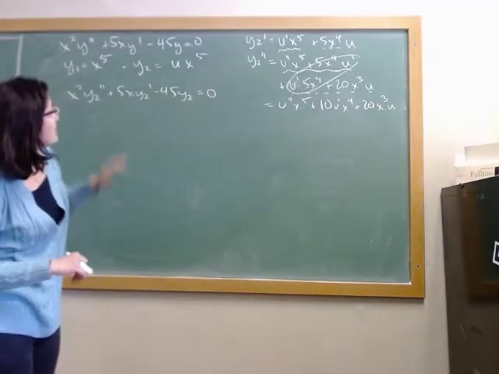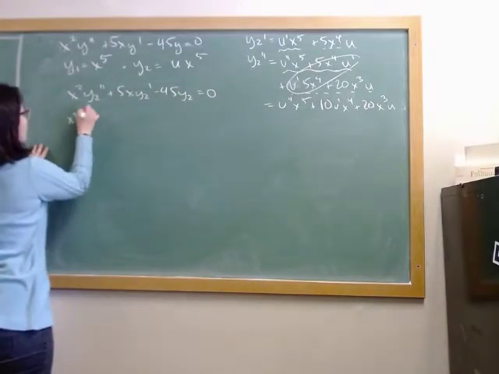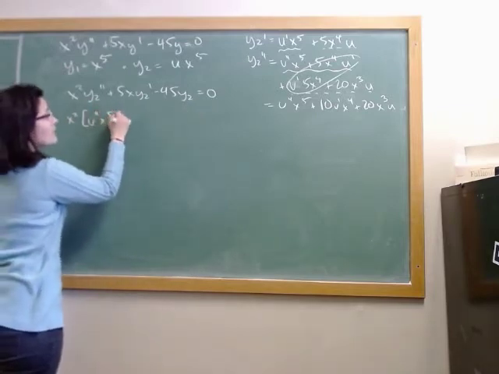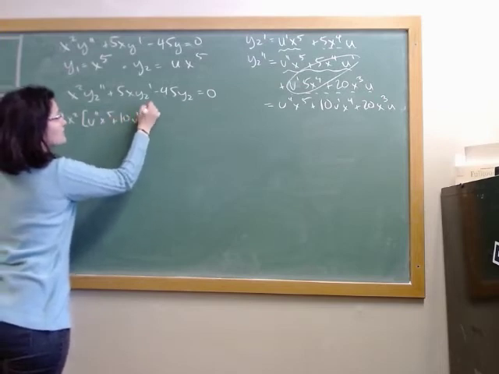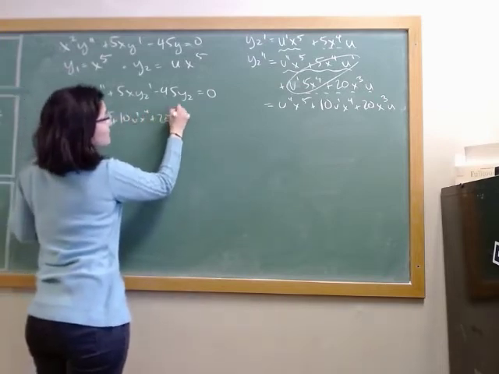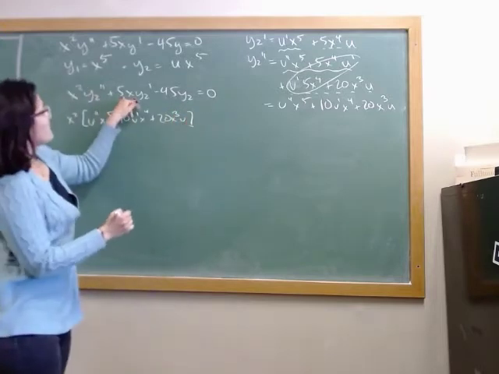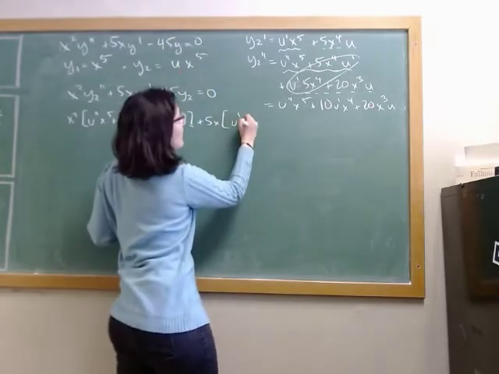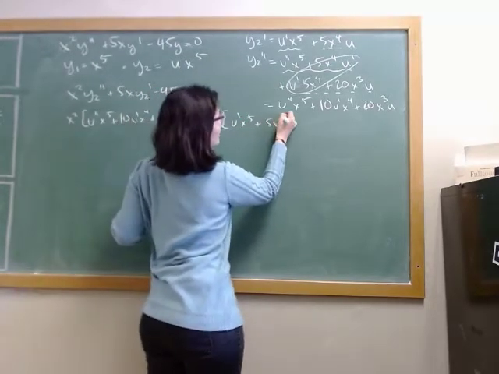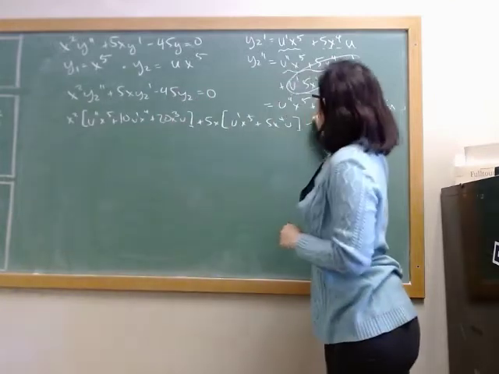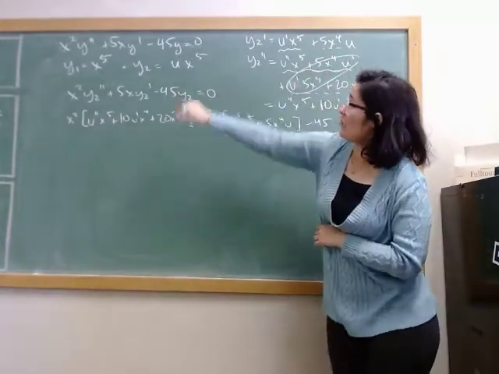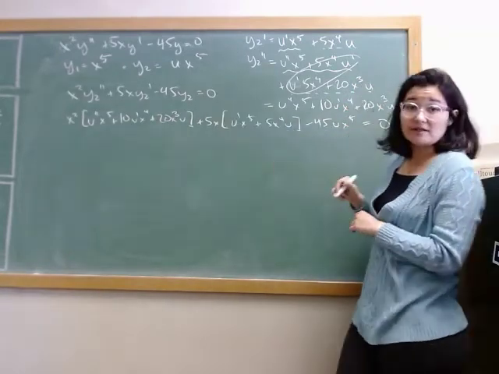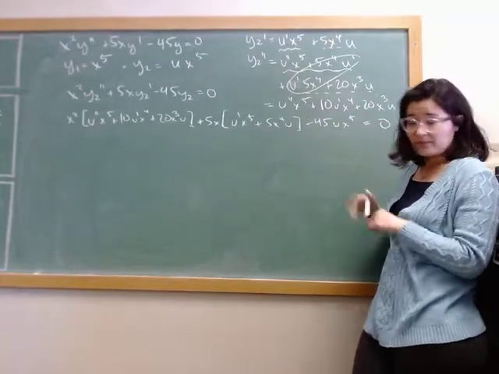But now that I have my two derivatives, I can go ahead and plug everything in. So my y2 double prime is right there, u double prime x to the fifth, plus 10 u prime x to the fourth, plus 20x cubed times u. Then my plus 5x y2 prime is right there, u prime x to the fifth, plus 5x to the fourth times u, minus 45 times my original y2, so that's just u x to the fifth. And all of that should be equal to 0 once we find the correct u to plug in.